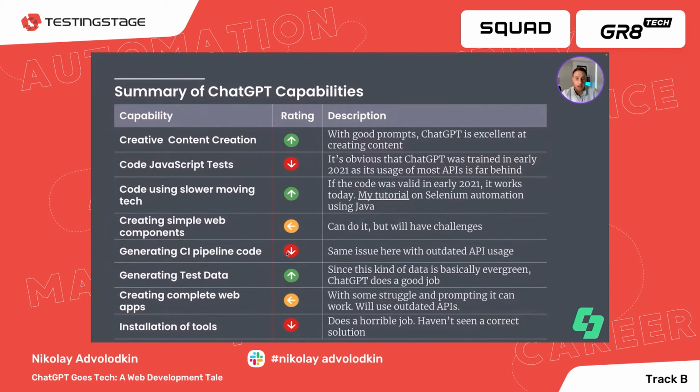Generating CI pipelines, as you saw, doesn't really do a good job. Generating test data, it does do a good job. Again, if you've got stuff that's more evergreen, stuff that doesn't really depend on up-to-date documentation as much, then ChatGPT will do a good job.